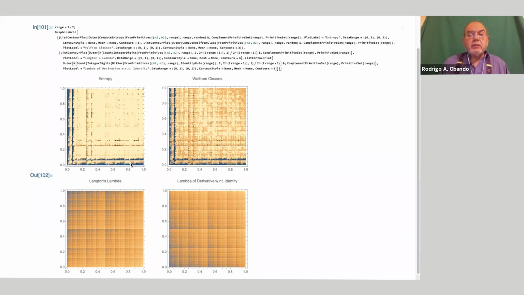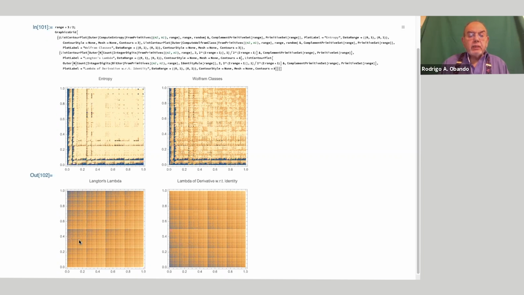And as you can see here, the dark parts are lower entropy, and the yellow is higher entropy, etc. Over here are the Wolfram classes. I'm not identifying class 4, but I'm identifying 1, 2, and 3. And as you can see, the Wolfram classes line up with the entropy. And one of the things I was interested in was Langton's lambda. So I mapped Langton's lambda with respect to this normal space.